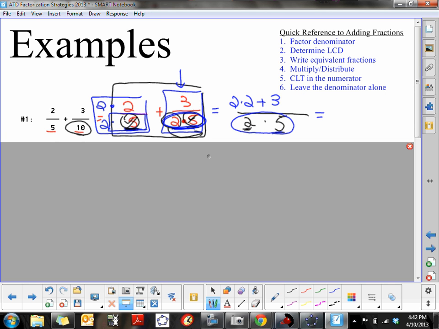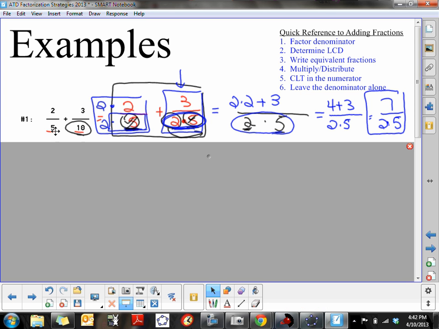Finally, I'm going to take the 2 times 2 is 4, plus 3, all over your 2 times 5, and this is 7 all over 2 times 5. And this is more or less what we're going to do with these algebraic fractions. Okay, so I put a quick reference guide up there, so if you want to take a look at those as you go through, you can do that.